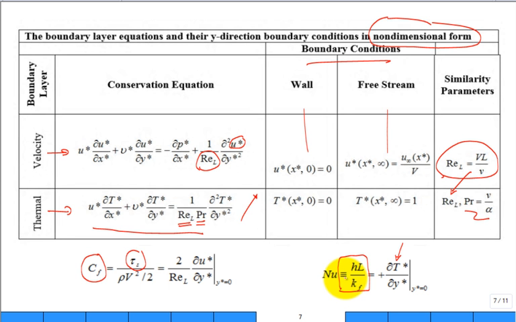I pause. That was a lot. But do you see the scheme? Governing equations, solve for them, get the temperature distribution and the velocity distribution, differentiate them, evaluate at the wall, and they get what really is of interest, the local skin friction coefficient and the local Nusselt number. The local tau, the local h.